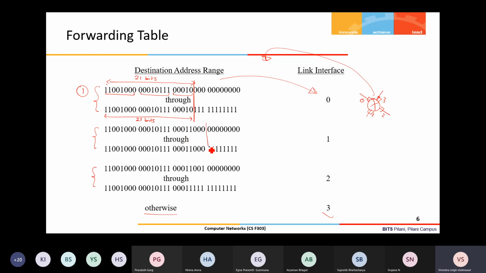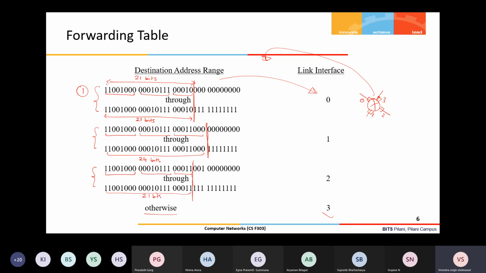For the second, it is going up to here. This is 8 plus 8, 16, plus 8 is 24. So these 24 bits are the same, and this address range I can replace with a single entry that has these 24 bits. The third we can find out similarly. It will be up to here, where all the addresses in the range are the same. How many bits? 8 plus 16 plus 5, 21. So this is again a 21-bit entry.